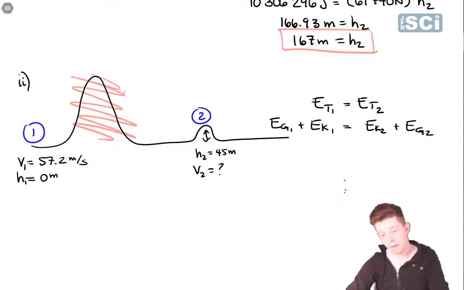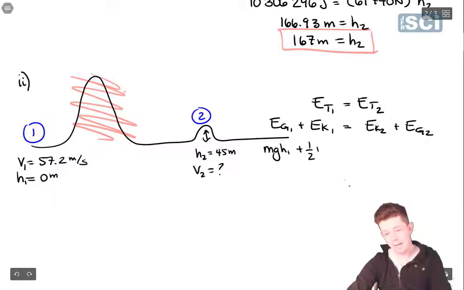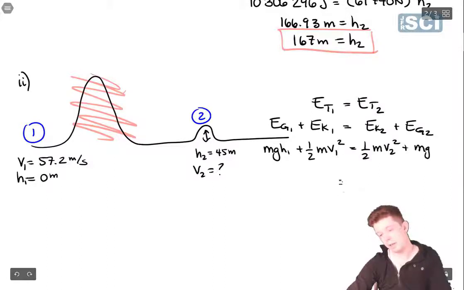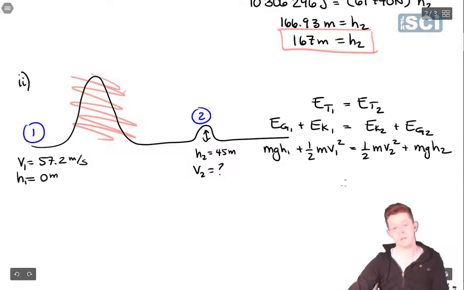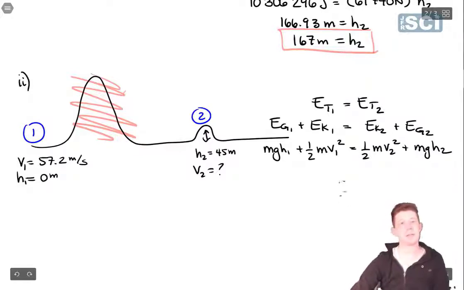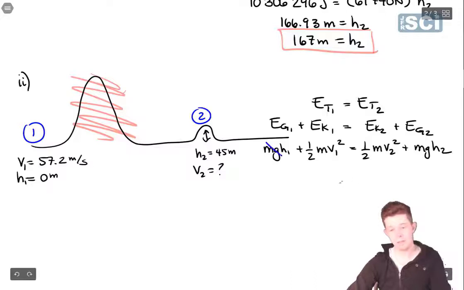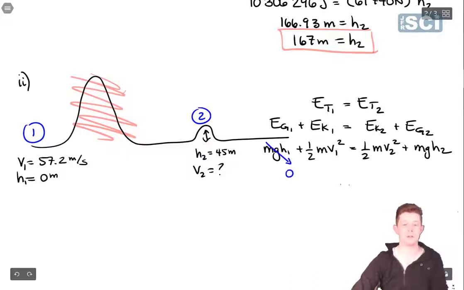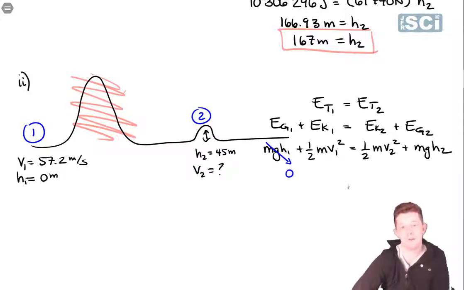So let's write our things out. mgh1 plus 1/2 mv1 squared is equal to 1/2 mv2 squared plus mgh2. Now let's think about the situation here. The initial height of my object is 0, which means that the initial gravitational potential energy is 0. I can't really get rid of any other terms because nothing else is 0.